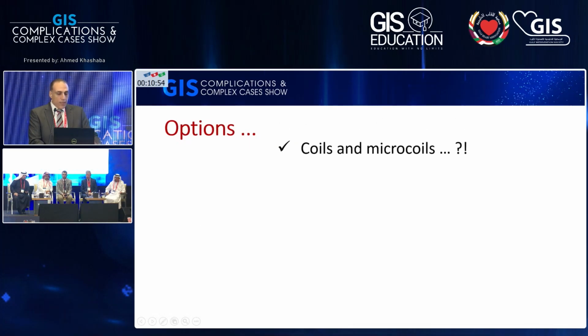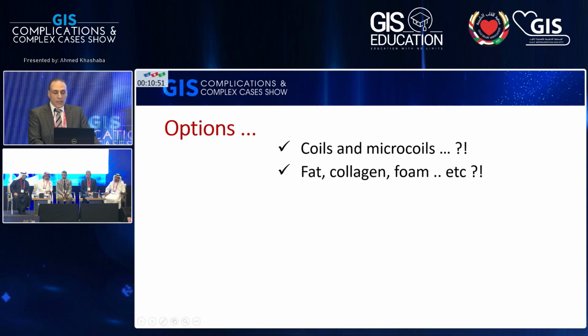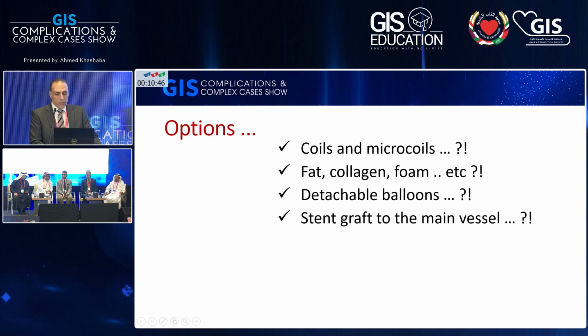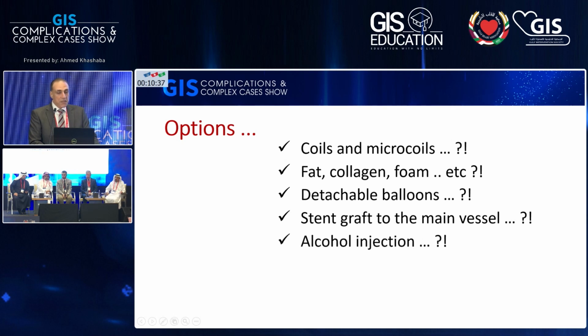So the options, as we all know, coils and microcoils, as we heard yesterday, fat, collagen, foam, detachable balloons may be considered. Stent graft to the main vessels, although this will close a lot of branches because it is at the site of the origin of many branches. Some authors tried alcohol injection, but this will cause a massive myocardial injury. And these other options are all very time-consuming and very costly at some times. Or we have to think of something else.